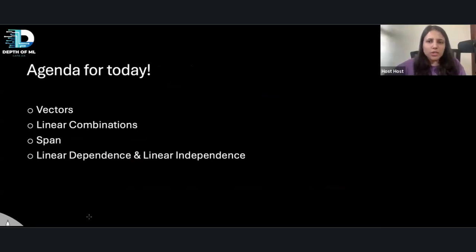Let's talk about the agenda for today. Today we are going to talk about vectors again. Yesterday I briefly touched upon vectors because I wanted to motivate you with certain examples from machine learning for which you needed to understand what vectors are. Then I'll go on and talk about linear combinations. Then we'll talk about span and then linear dependence and independence. Fine.